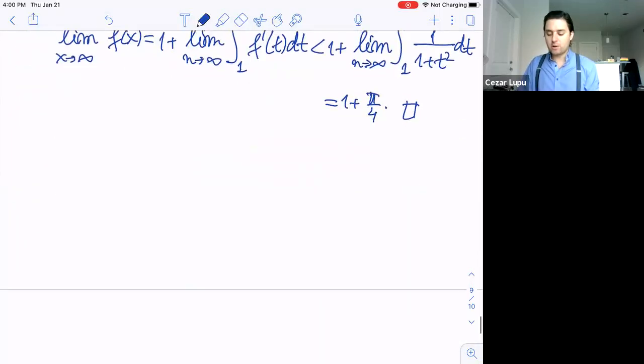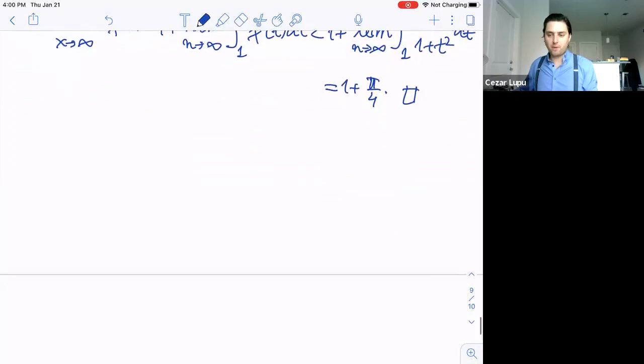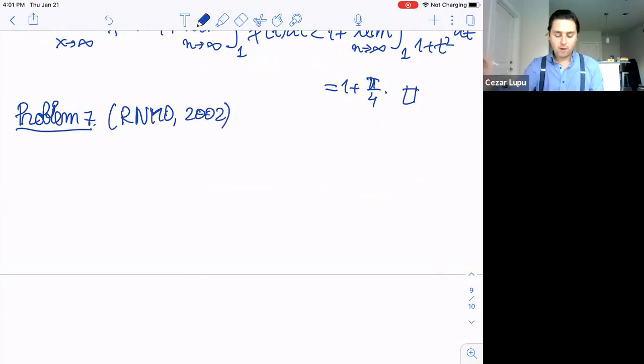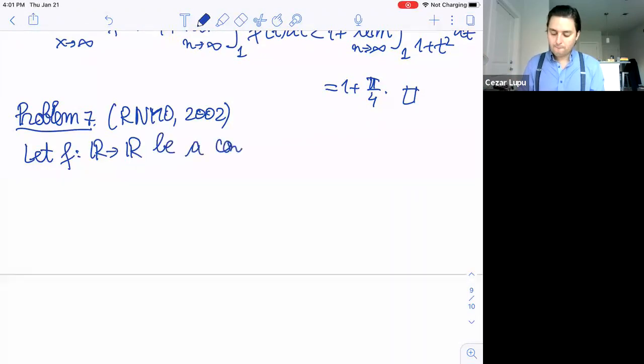And now let me draw your attention to the very, very last problem. After this, I think I will stop. Problem 7. Very beautiful problem, I remember it. I think it was from the Romanian National Mathematical Olympiad, 2002, which says the following. Let f be a function defined on R, real valued, continuous and bounded.